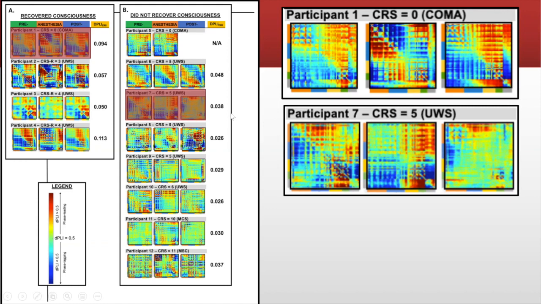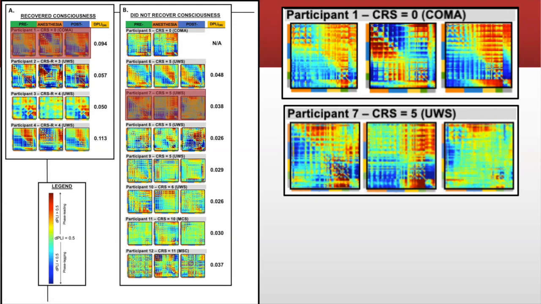This is participant seven, who was in an unresponsive wakefulness syndrome. At the baseline, this individual demonstrates a feedback dominant connectivity, which might make us suspect that he has the capacity for consciousness. However, upon exposure to anesthesia, while the feedback dominant connectivity shifts, it still remains feedback dominant. And when the anesthesia is removed, we see again a feedback dominance. And so we do not see a neutralization, and we do not see a reversal to feed forward dominance in this individual.